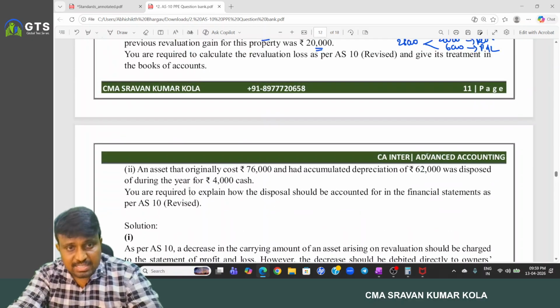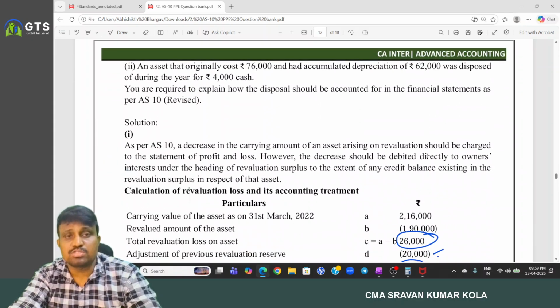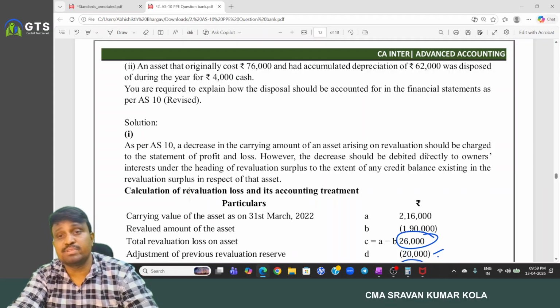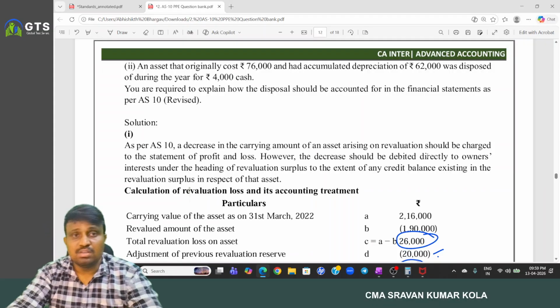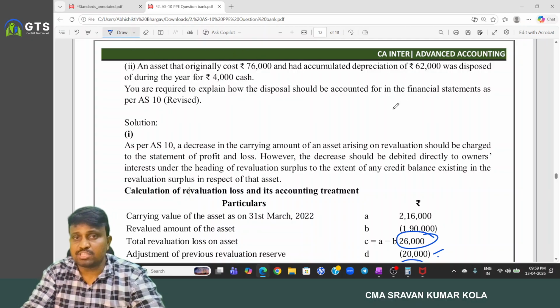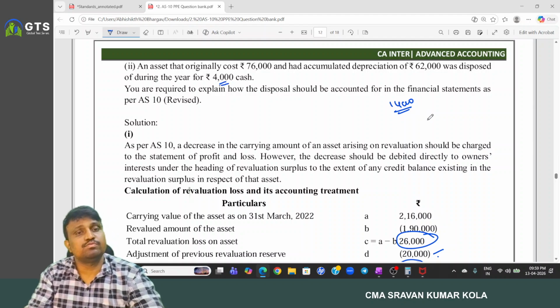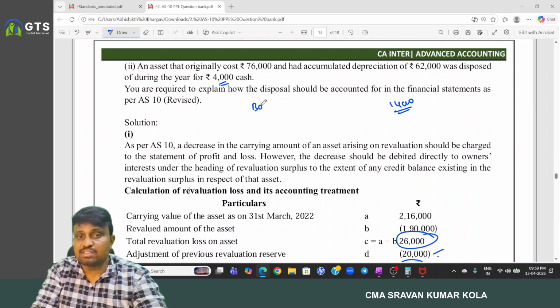Next, an asset that originally cost 76,000 with accumulated depreciation of 62,000. 76,000 minus 62,000 is nothing but 14,000, and it was disposed of during the year for cash of 4,000. Then what is the entry?